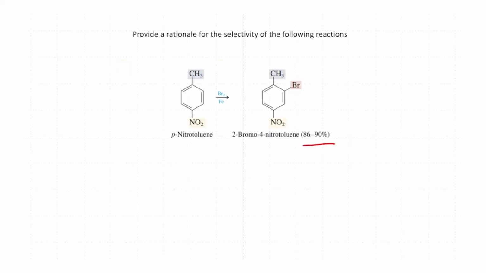Provide a rationale for the selectivity of the following reactions. The first example here is the bromination of 4-nitrotoluene, and it gives this product exclusively in about 86 to 90% yield. In order to address this problem, the strategy that we would adopt is to find out what kind of groups are ortho-para directing and what are meta-directing.